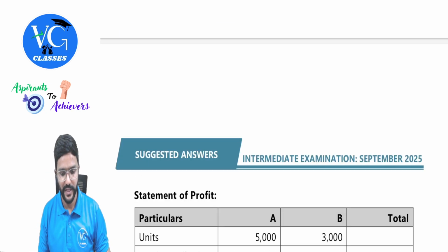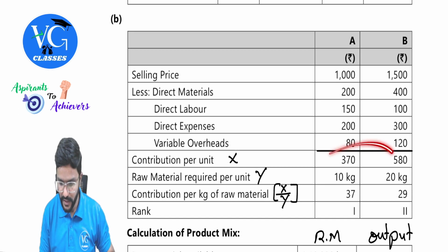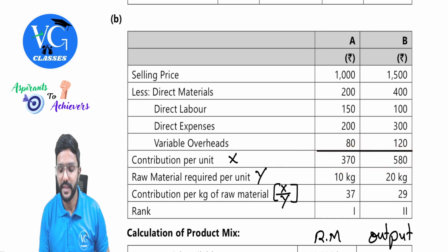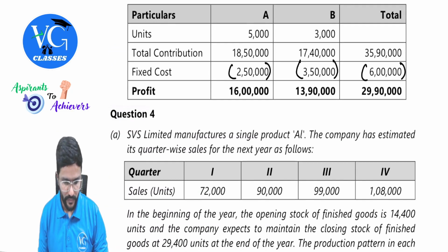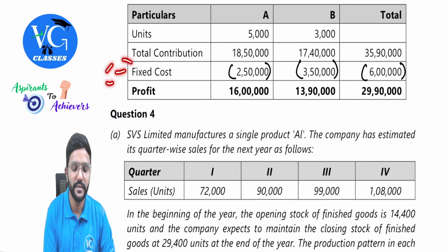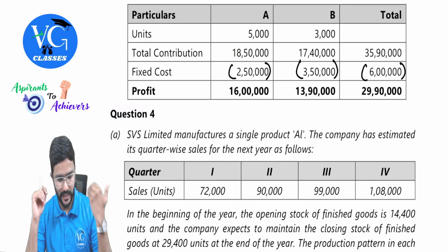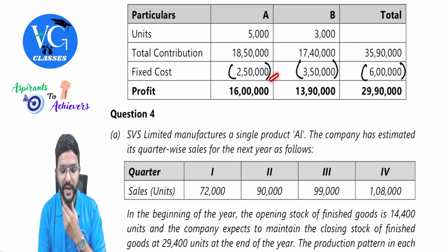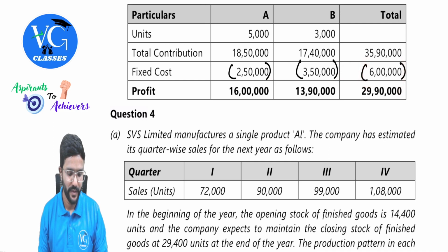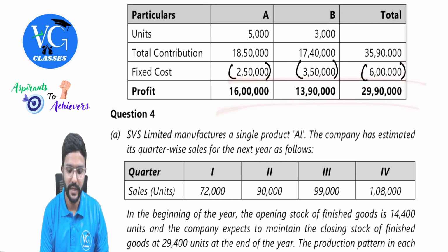Total contribution, please take this contribution per unit, you go with this one. So multiply 370 with 5000 and 580 with 3000. You will get total contribution. Then deduct fixed cost from it. They have given it in the question, guys. After the table, fixed cost for product A is 2,50,000, for product B is 3,50,000. So total is 6 lakh. We'll get profit.